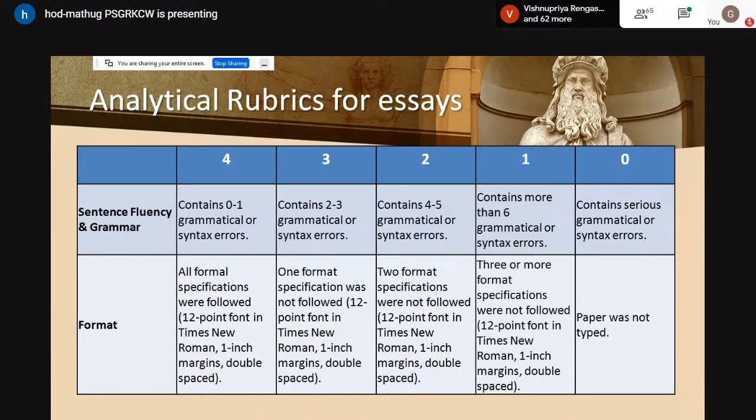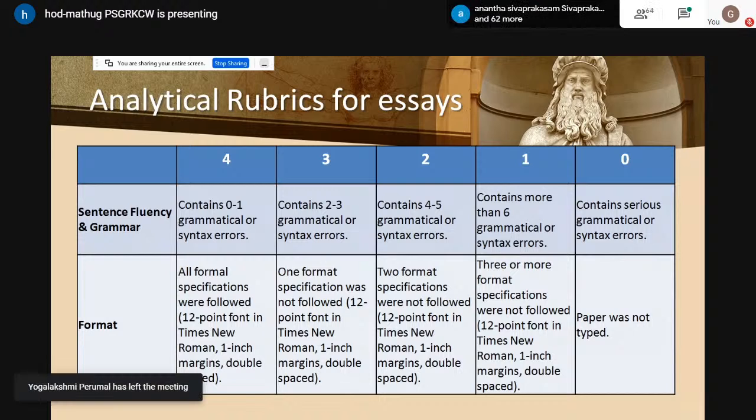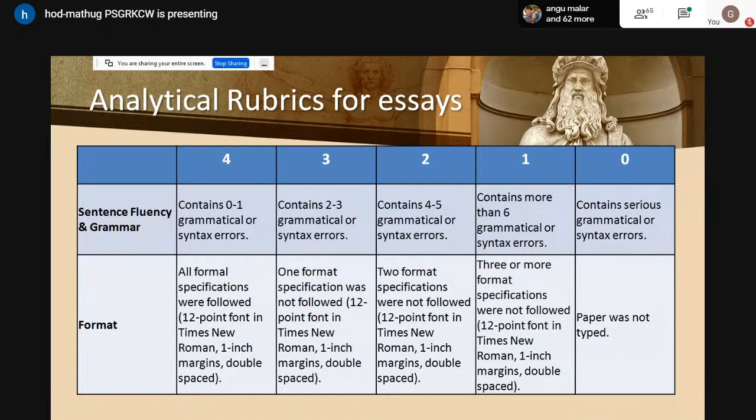Then 2 format specifications were not followed. Instead of 12-point Times New Roman, he has used Arial, or he has used Monotype Corsiva. And instead of 1-inch margin, he has given 1.5-inch margin, so that the entire document will be elongated. It will have more number of pages. So for that, he has skipped that 1-inch margin. Instead of double spacing, he has gone for variable spacing. 3 space he has given. In that case, then I will give him only 2 points.